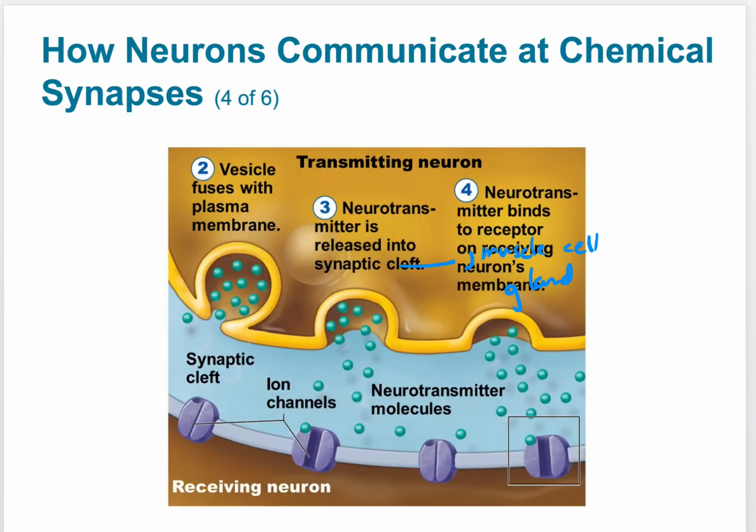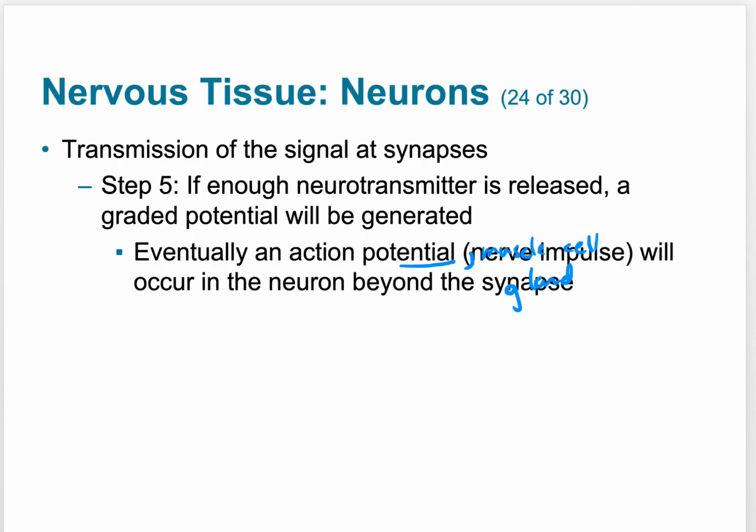Okay, and here's our picture. So neurotransmitter binds with the receptors, and it's going to open them up. When it opens up, if enough neurotransmitter is released, a graded potential will be generated, meaning that you're going to get that acetylcholine bound to the gates on the other side, and they're going to open up.